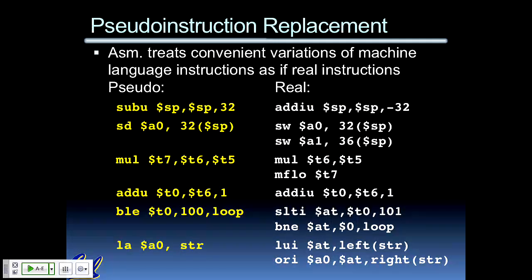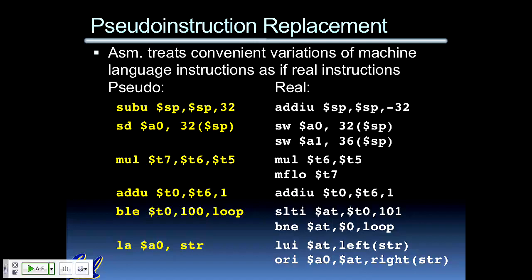So let's talk a little about this pseudo instruction replacement. Let's give a few more examples so you're comfortable with this. MIPS actually has quite a rich set of these. It's a bit unusual in this. One example is you can do a subtract by an immediate. So subtract 32 from the stack pointer. There's no subtract immediate in the MIPS instruction set. So what this turns into is an add immediate of minus 32. Okay, so the assembler will make this translation for you.